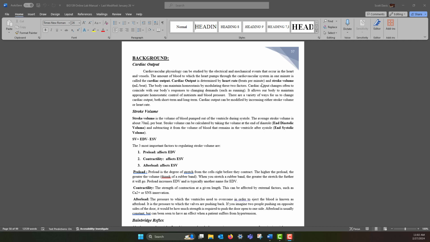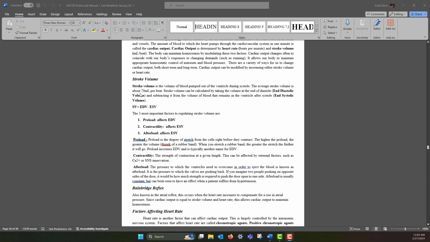So we can actually use those three as an equation. Cardiac output, usually abbreviated CO, heart rate, usually abbreviated HR, and stroke volume, usually abbreviated SV. So cardiac output is equal to heart rate times stroke volume. And if we know any two of those, we can use them to find the third just by manipulating the equation a little bit. So cardiac output is equal to heart rate times stroke volume.